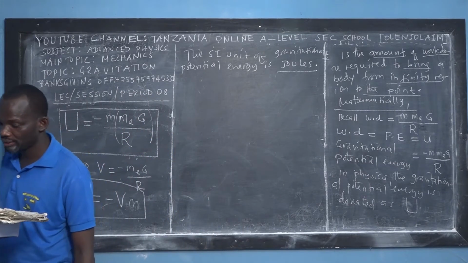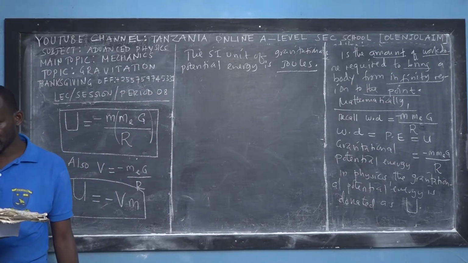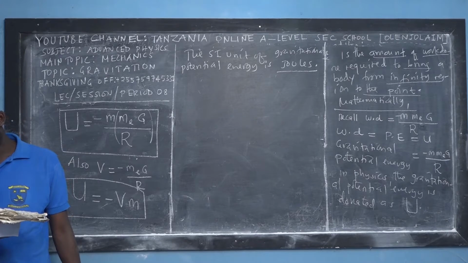The relationship between gravitational potential energy, mass of the body, and gravitational potential.